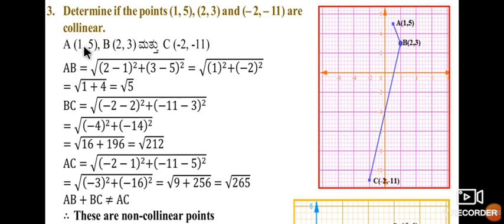AB is equal to, this is x1 y1, this is x2 y2, that is 2 minus 1 whole square plus 3 minus 5 whole square, that is 2 minus 1 is 1 square, 3 minus 5 is minus 2 square, that is 1 square plus 2 square. 1 square is 1, 2 square is 4, that is 1 plus 4, that is equivalent to square root of 5. Square root of 1 plus 4 is square root of 5, that is distance of AB.